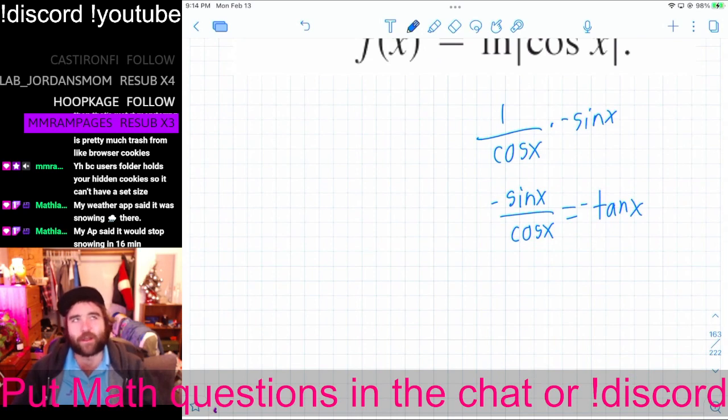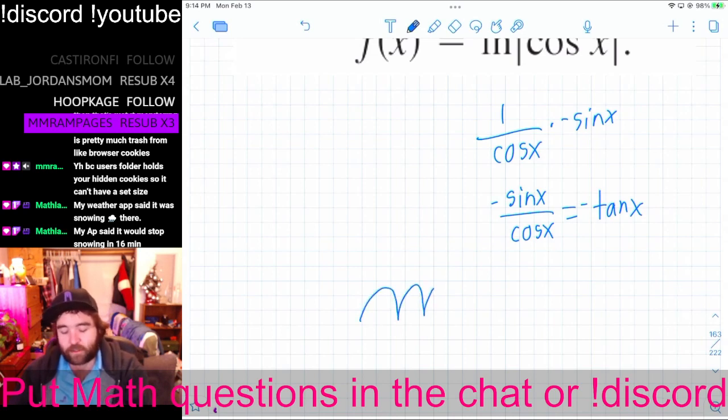Why not? Because this should be positive and negative sometimes, right? Like we know what the graph looks like. Sometimes the slope is positive, sometimes the slope is negative. So that makes sense. We don't need the absolute value.